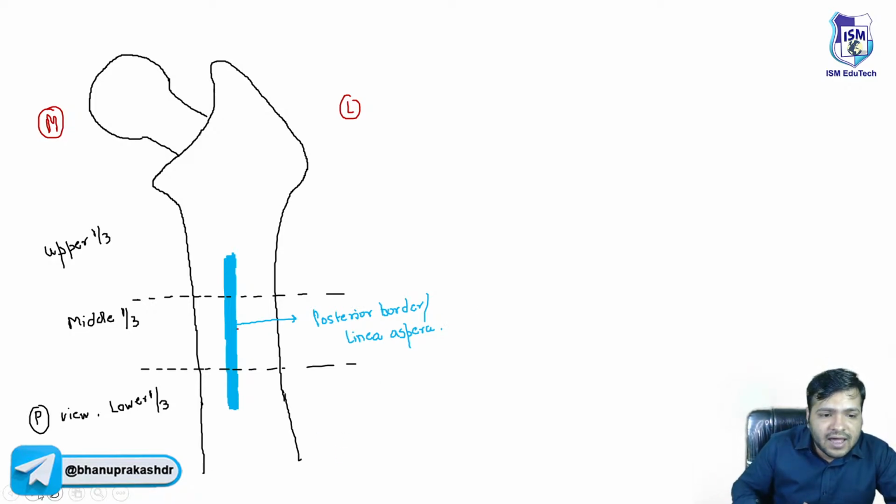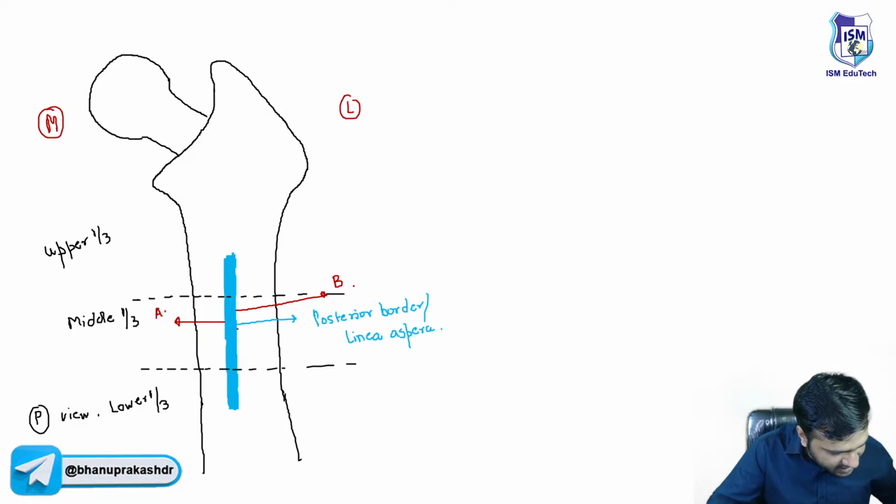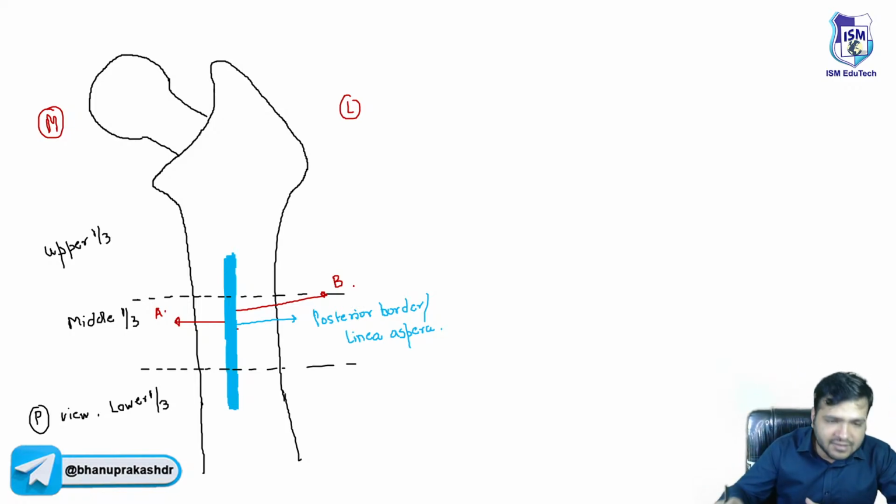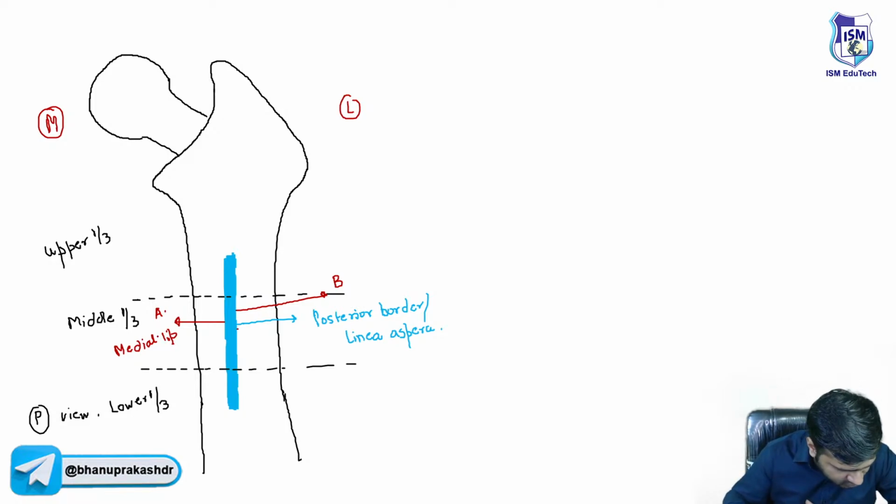Now this posterior border has two lips, and you are going to tell me which lip is this, medial or lateral, and which lip is this, medial or lateral. Quickly tell me what A is and what B is. I have asked very few questions today. Yes, A is the medial lip. Very good Jainam, very good Kriti, very good beta. B is the lateral lip. The one on the lateral side will be the lateral lip. Okay, keep the orientation in mind.